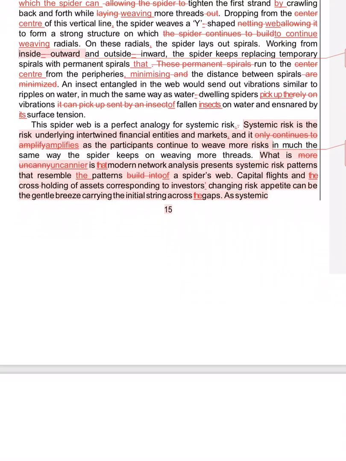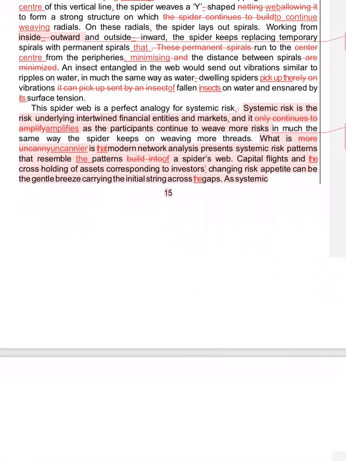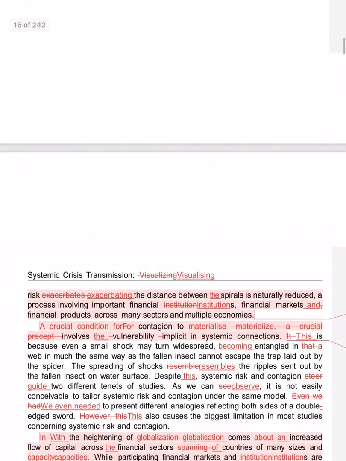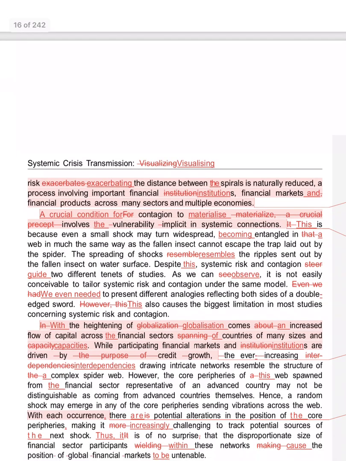What is uncannier is that modern network analysis resembles the patterns of a spider's web. Fine. Capital flows and the cross-holdings, the gaps. These are easy things. Fine.